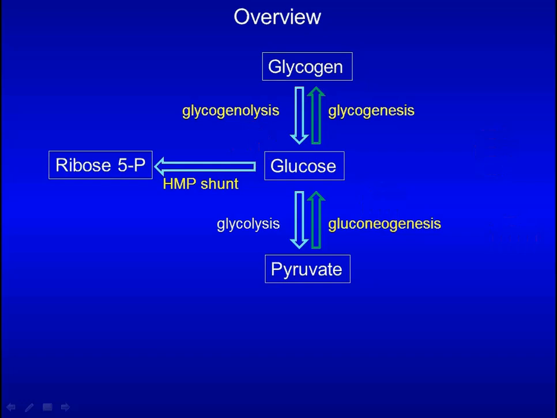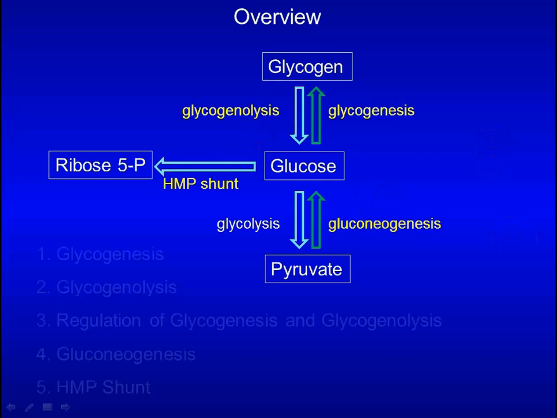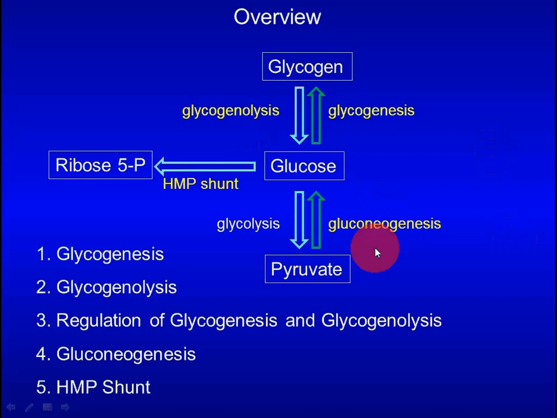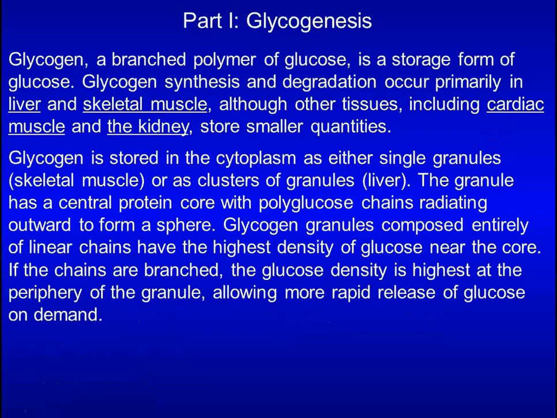We will cover the following 5 topics. We will start with glycogen. First, let's look at glycogenesis. Glycogen is the storage form of glucose. Glycogen synthesis and degradation occurs primarily in liver and skeletal muscle, although other tissues, including cardiac muscle and the kidney, store smaller quantities.